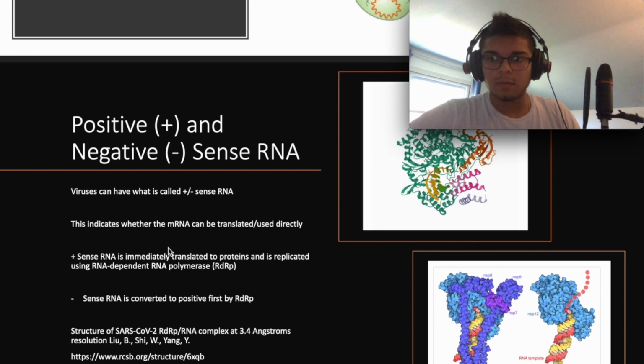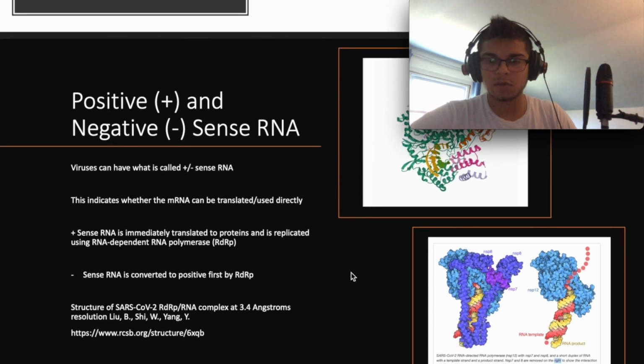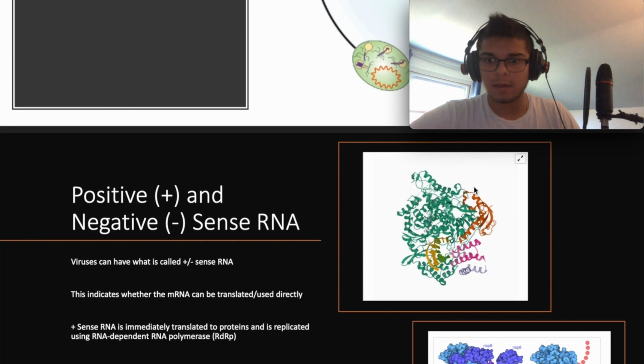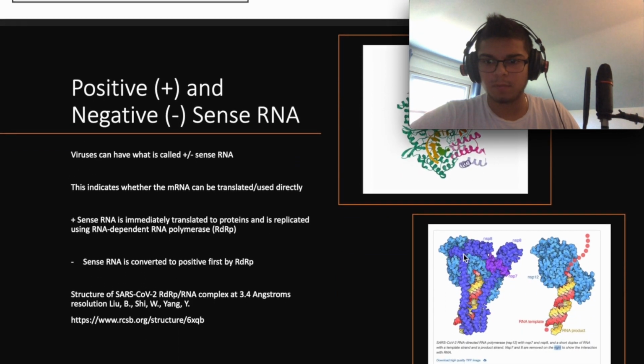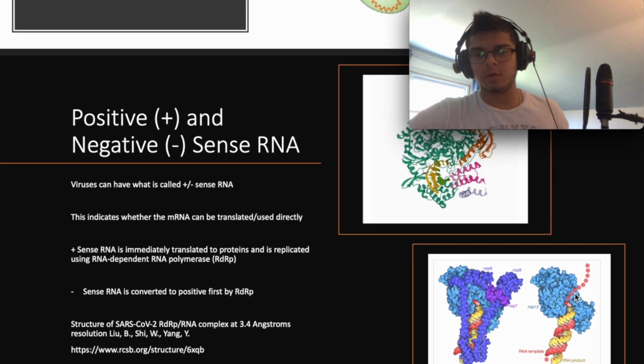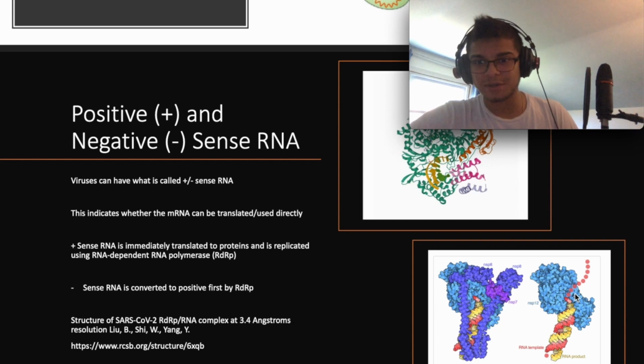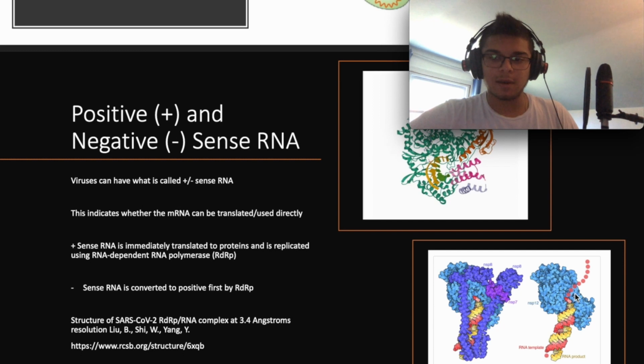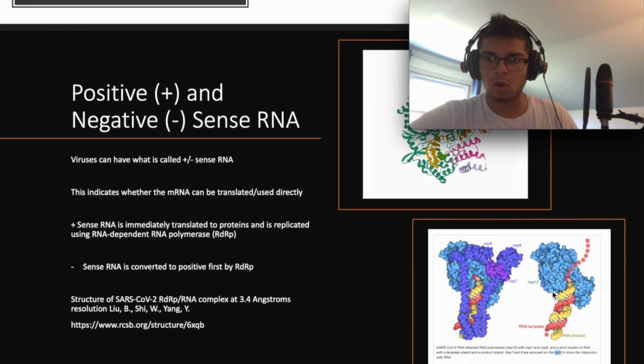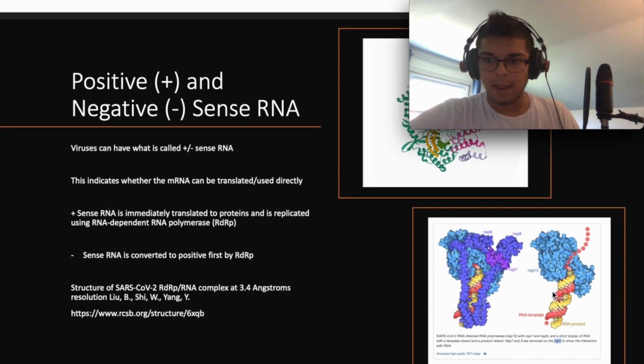So the replication of this positive or negative sense RNA is done through this protein complex, which is depicted in two different ways here. This is the helical rendition of it, and this is a different, more dotted rendition of it. This is from the RCSB Protein Data Bank, which you guys should look into. It's really cool. And negative sense basically describes when the RNA has to be turned into positive sense RNA first, and then translated. So this is called RNA-dependent RNA polymerase, right? And this protein does it all.